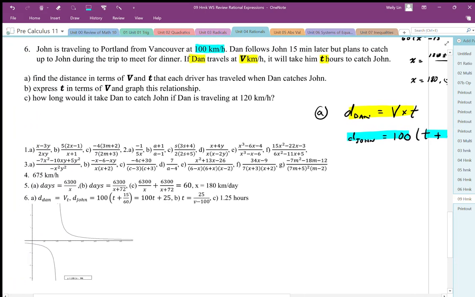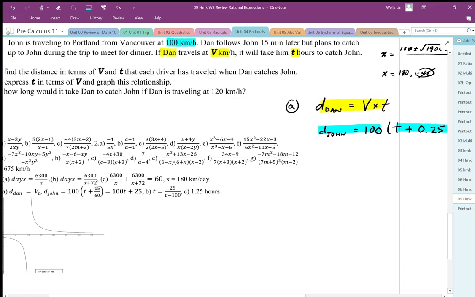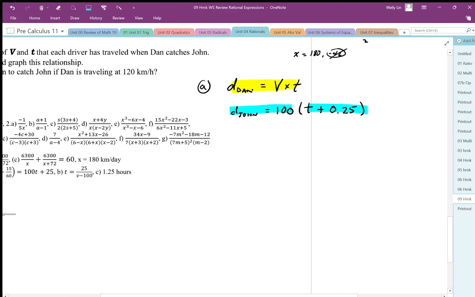So for part B, it says express t in terms of v and graph this relationship. So for B, we're going to express Dan's time as the distance divided by velocity. In this case, the distances are the same for Dan and John because they're both traveling the same distance, so we're just going to keep that as d. And that expression comes from Dan.